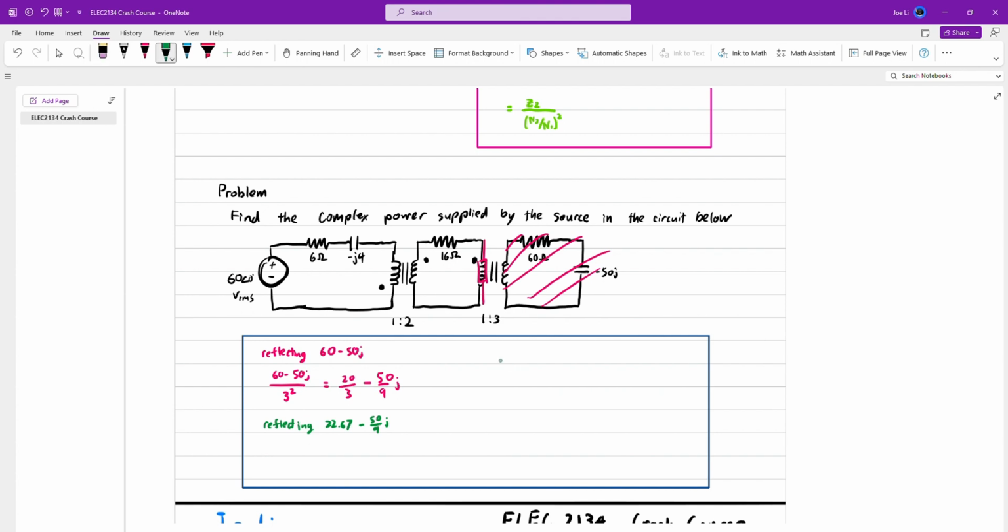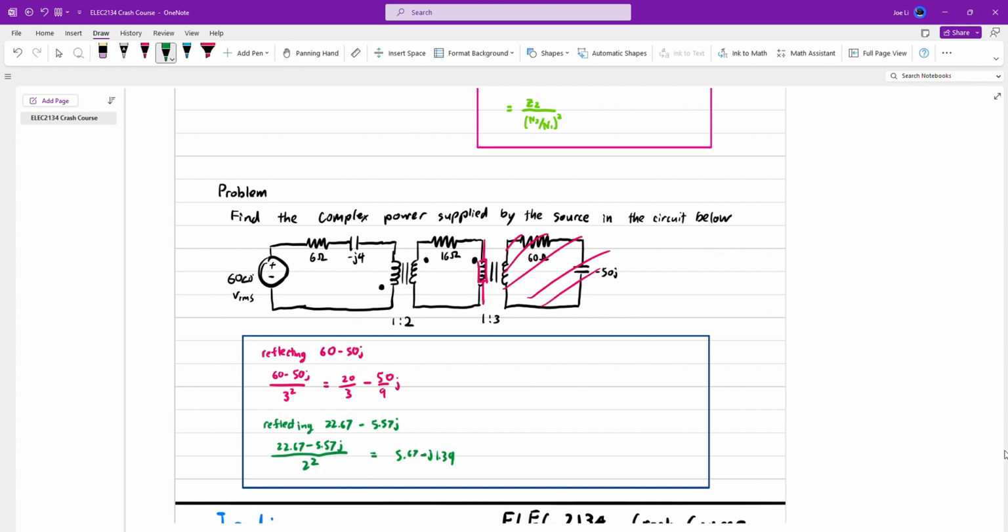Now reflecting this, you just need to divide by 2 squared. 50 on 9 we can write in decimal point because that makes life easier: 5.57J, divided by 2 squared, because n is 2 in this case. We will end up with 1.67 minus J times 1.39.